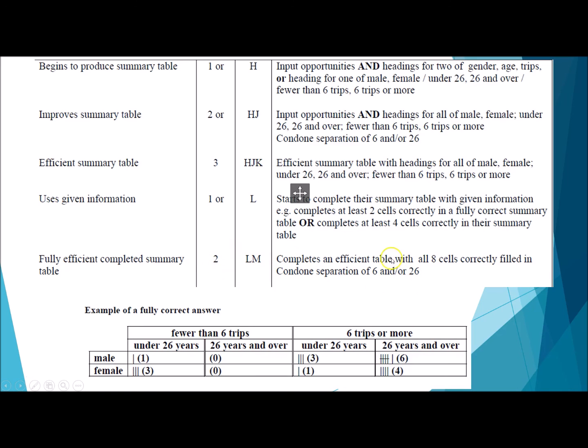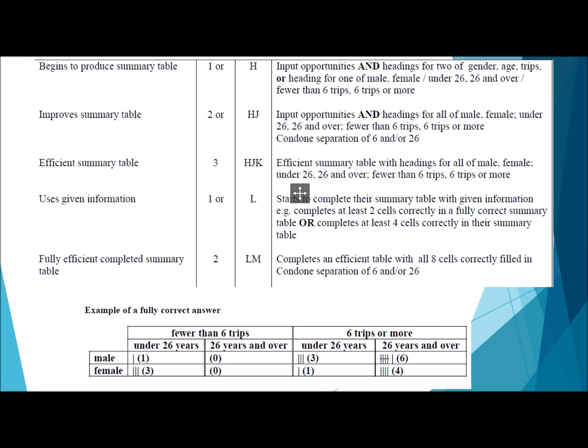So there are 2 marks for efficiently filling it in, and the other marks are for getting that table correct. And so you could, it sort of mixes them together as well. So you could have completing at least 2 cells or completing at least 4 cells correctly there for one of the 2 marks. Efficient table with headings for all of male, female, under 26, 26 and over, fewer than 6 trips or more. And again, the combination of those doesn't really matter so long as you can get the information into the table correctly. That's the sort of thing you'll be looking for.